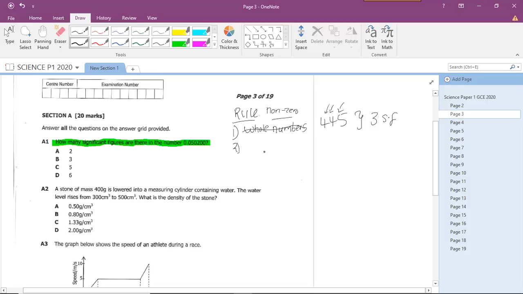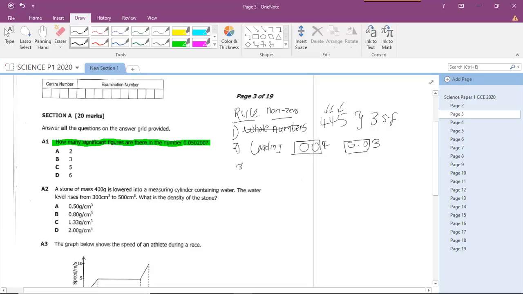The second rule that I want you to know is leading zeros. Leading zeros are not significant. When we say leading zeros, they are zeros that appear in front of a non-zero digit. Let's say 004 has got one significant figure. If I say 0.03, these zeros are at the beginning, so these zeros are not significant.